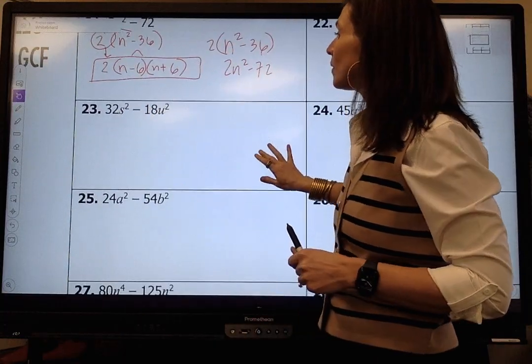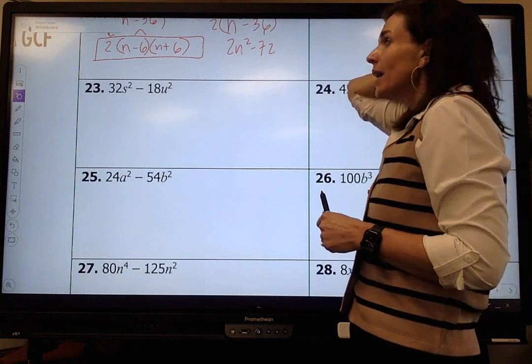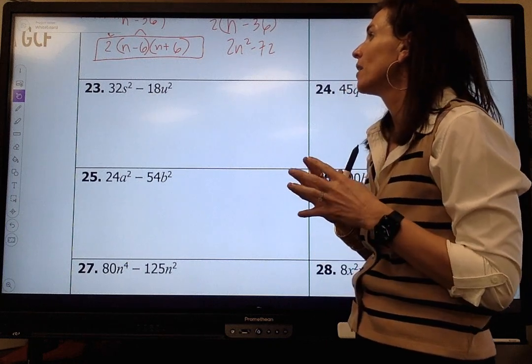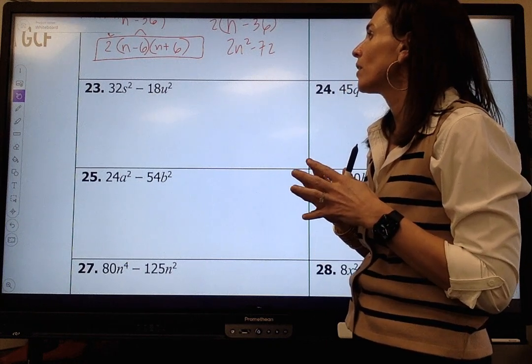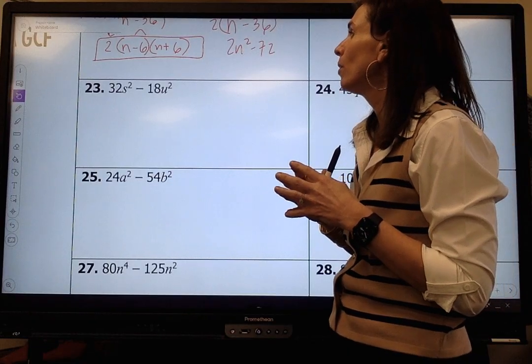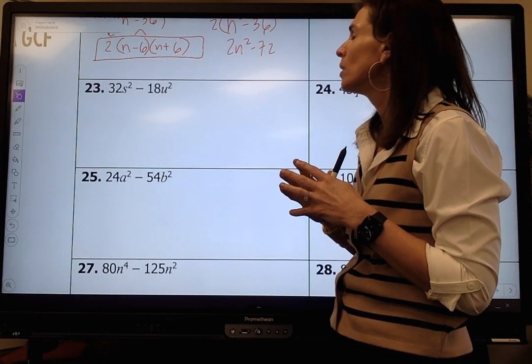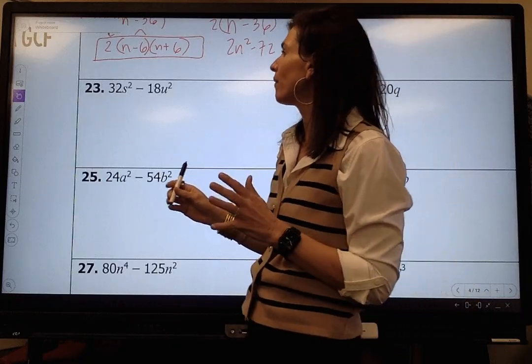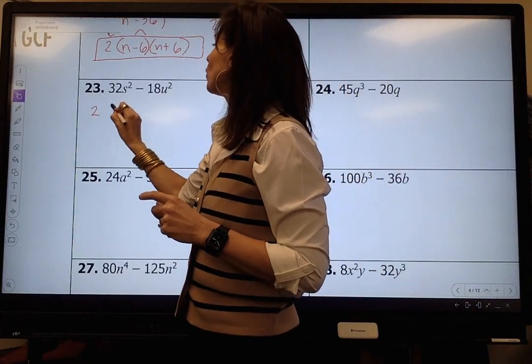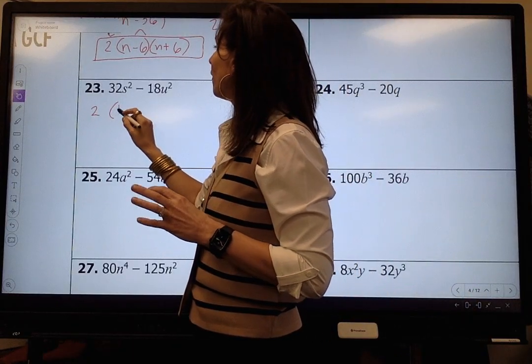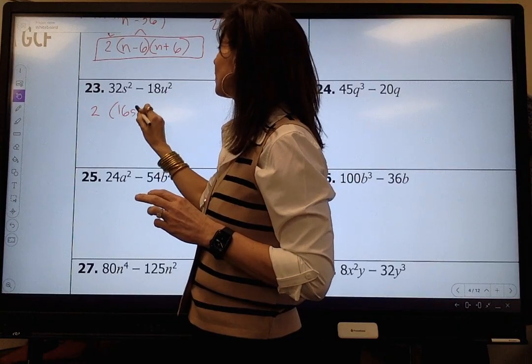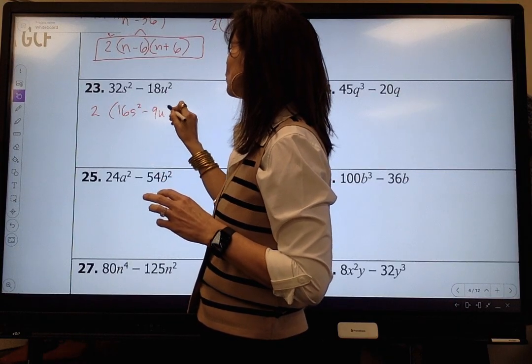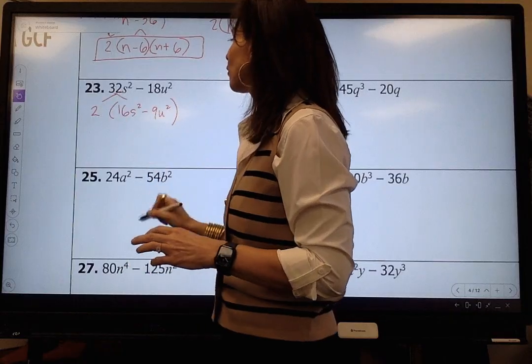All right, let's look at number 23. Is there a GCF? What do they have in common? The 4, a 2. They have a 2 in common. They don't have any variables. So I'm going to take a 2 out, and you have 16s squared minus 9u squared. Okay, I factored that out.